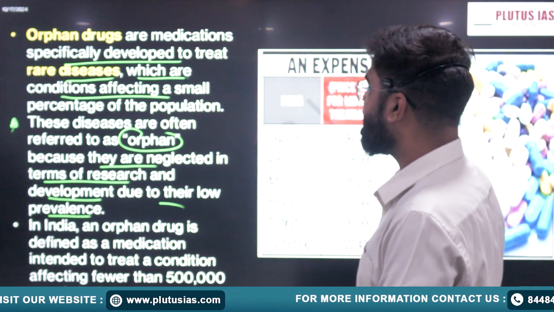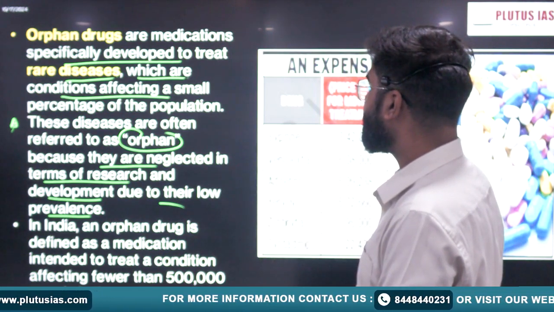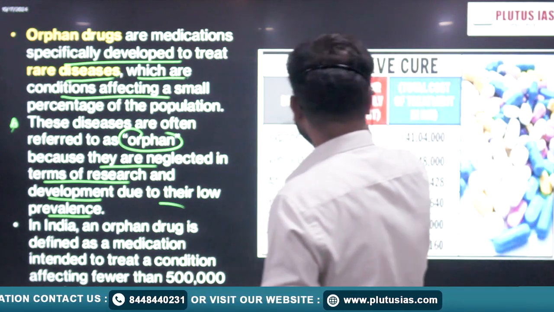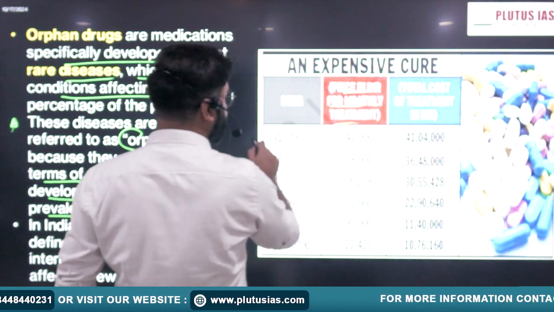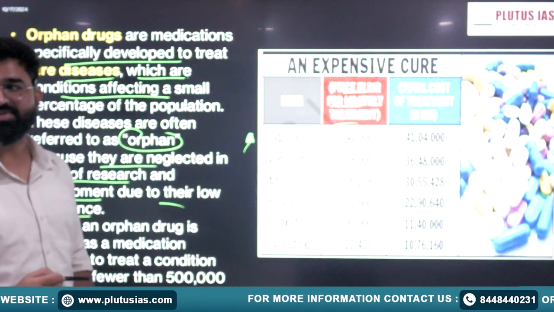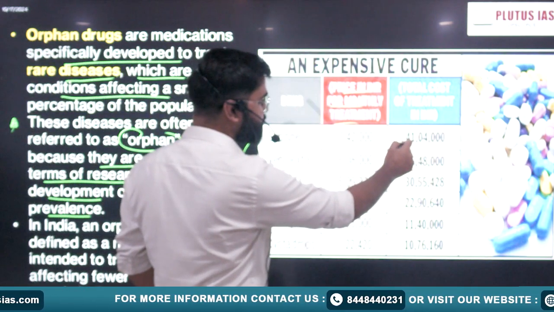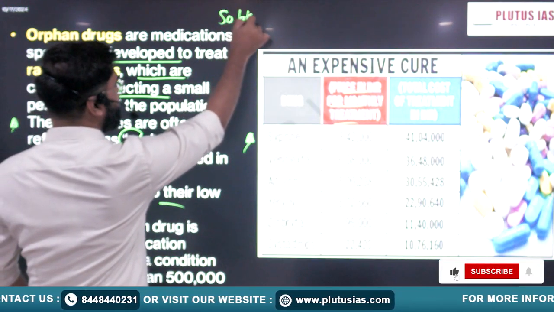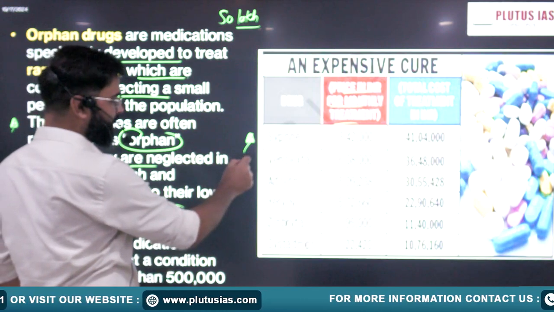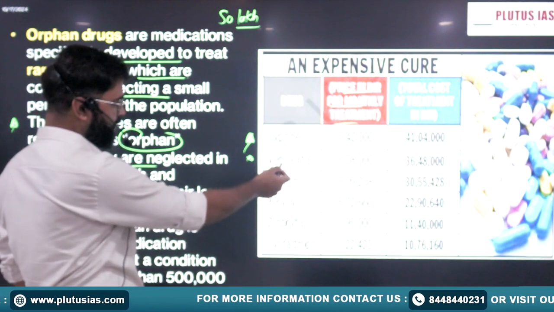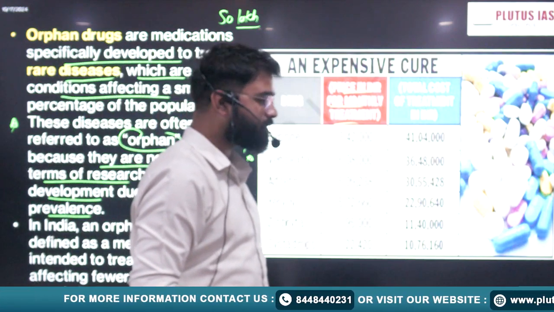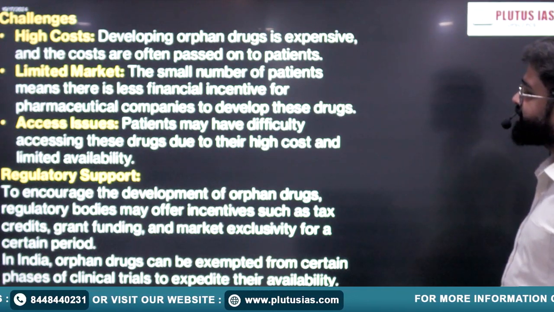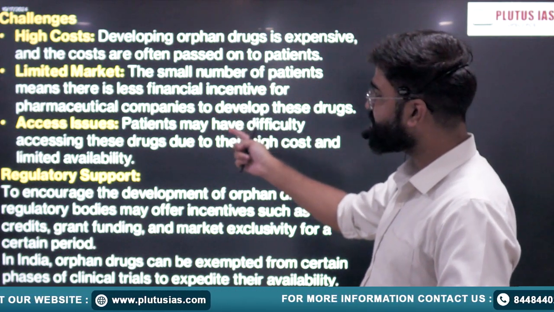An orphan drug is defined as a medication intended to treat a condition affecting fewer than 5 lakh people in the country. Look at the price in Indian rupees for monthly treatment. 3,42,000 for monthly treatment, and the overall treatment cost is 41 lakh. That is why the government is providing 50 lakh per person. Now look at their names. One or two, like Venclexta, Cyprine. So these are orphan drugs. Next. Challenges: high cost, limited market, access issues, regulatory support.